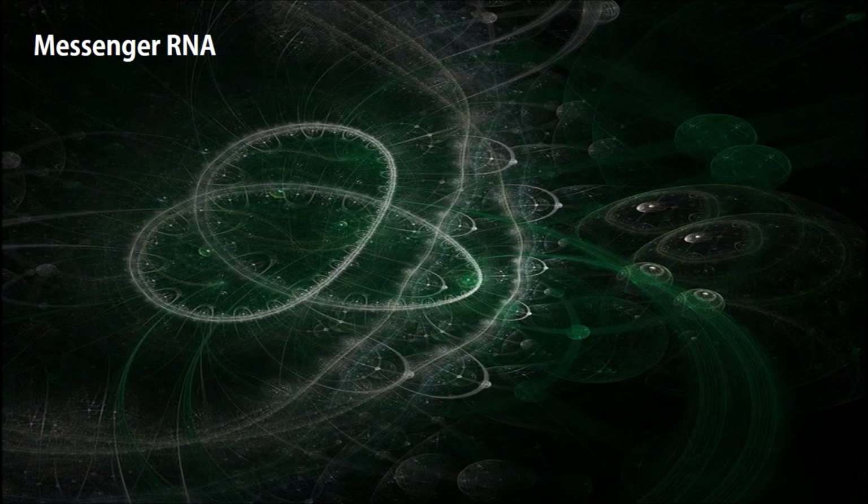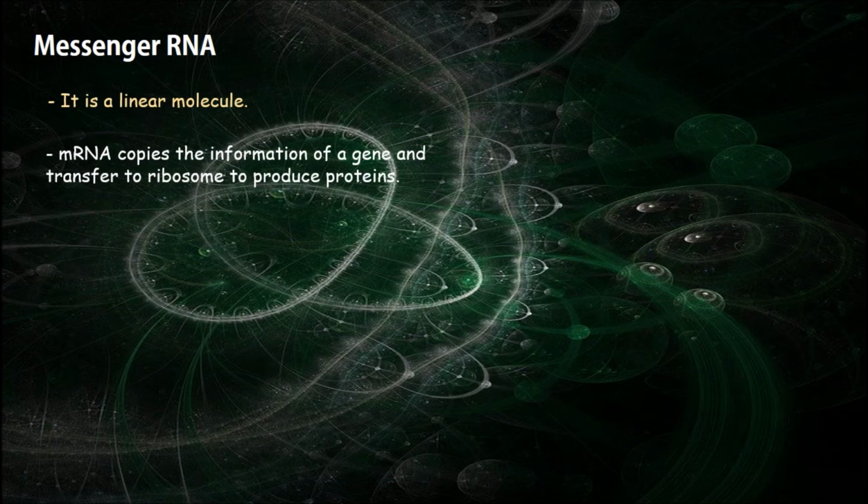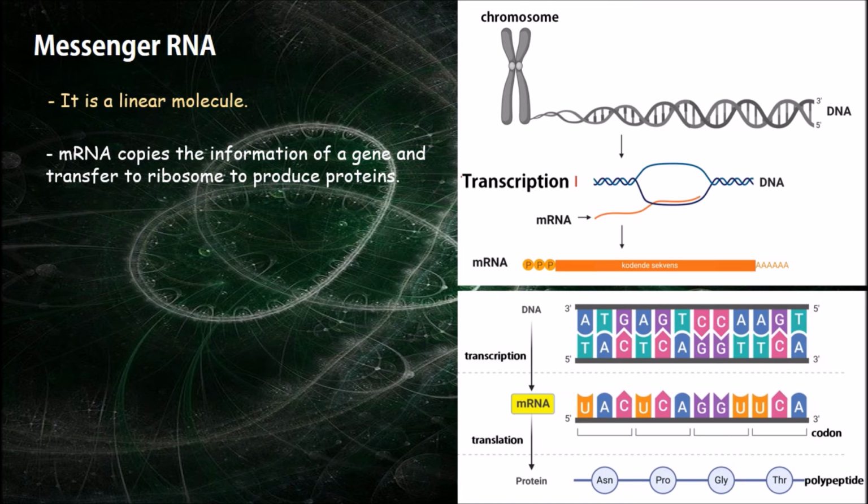Messenger RNA. It is a linear molecule. When the cell needs to synthesize a particular protein, an RNA copy of the relevant DNA sequence will be made. It copies only one strand of DNA. This carries the same information as the gene, but because it is an RNA molecule, thymine in the DNA is replaced with uracil in mRNA. Then, this RNA copy will associate with the ribosome to perform the next steps to produce the protein.